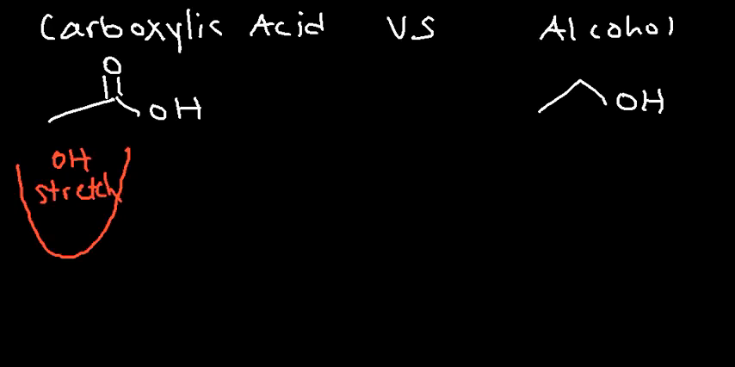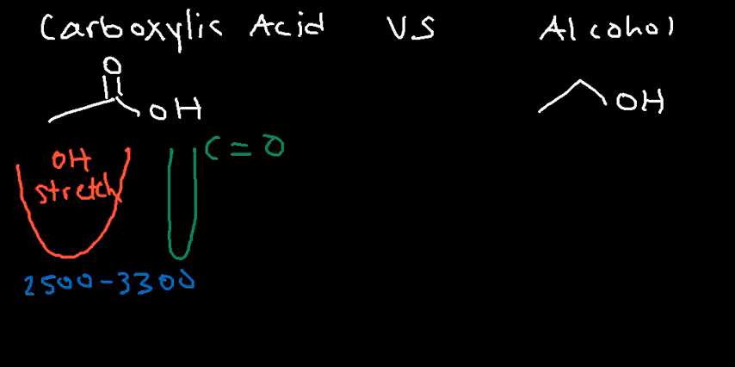And the signal for this ranges around 2500 to 3300. Now there's another important signal for the carboxylic acid, and that is the carbonyl stretch, which is a strong signal and somewhat broad, but it's around 1700. Those are the two most important signals that you need to look for in order to identify a carboxylic acid.